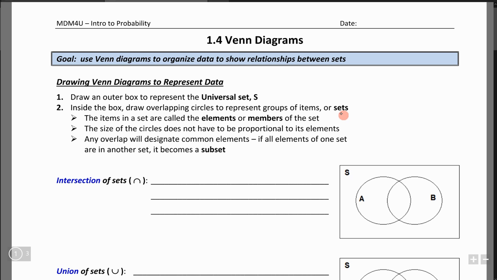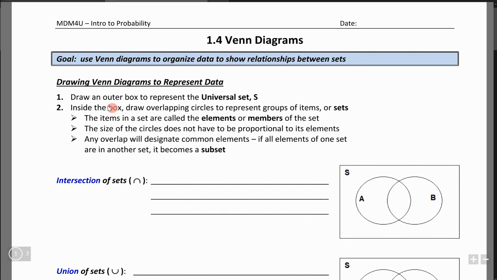So this section is about Venn diagrams, and Venn diagrams are used to organize data and to show relationships between sets. Okay, so there are a couple of steps to drawing a Venn diagram. The first step here is to draw an outer box to represent the universal set S. So that's this outer box you see here. S represents our universal set.